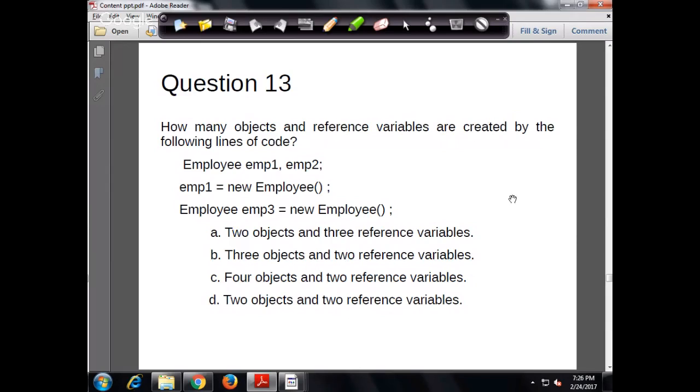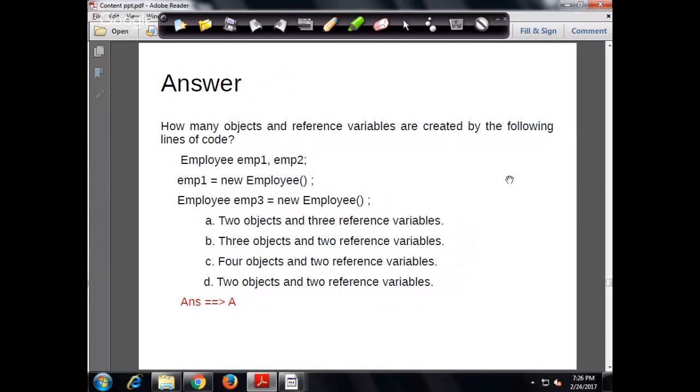Jagpati says A, Jitin says D, okay. Okay guys, let me show you the answer for this particular question. The answer for this particular question is A. And now let me just explain how the answer is A. It's a pretty simple thing.